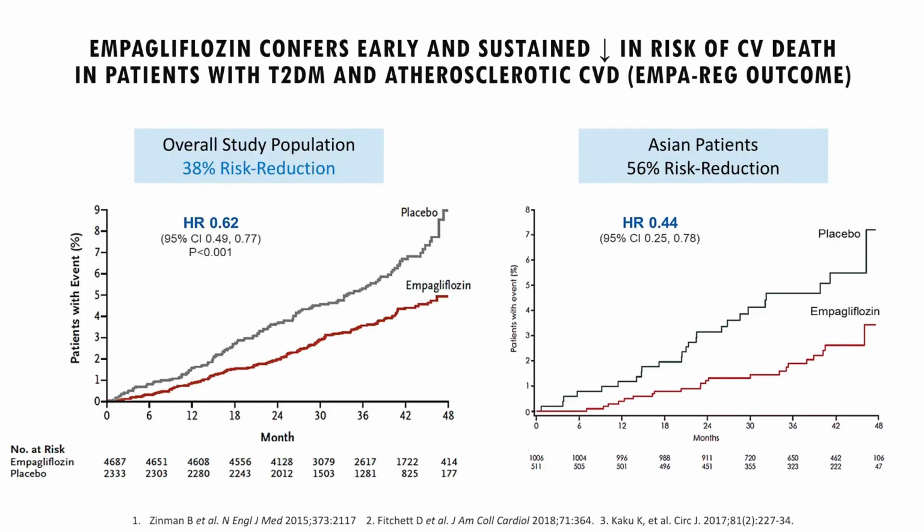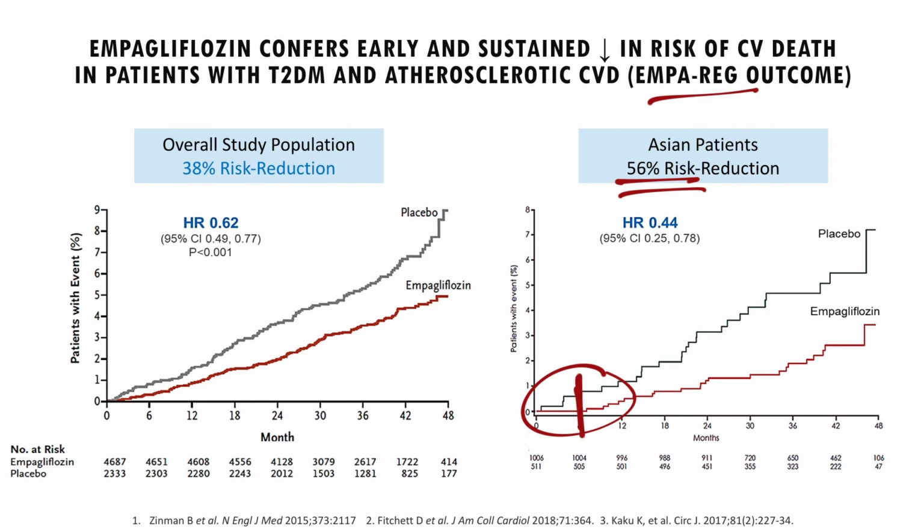You can see this chart where you can see that there is CV risk reduction with the EMPA trial. It's also applicable in Asian patients. There is significant reduction in Asian patients also. In fact, 56% reduction in Asian patients. So Asian patients actually had more benefit in the EMPA outcome trial in terms of the cardiovascular risk. And this curve starts separating very early.